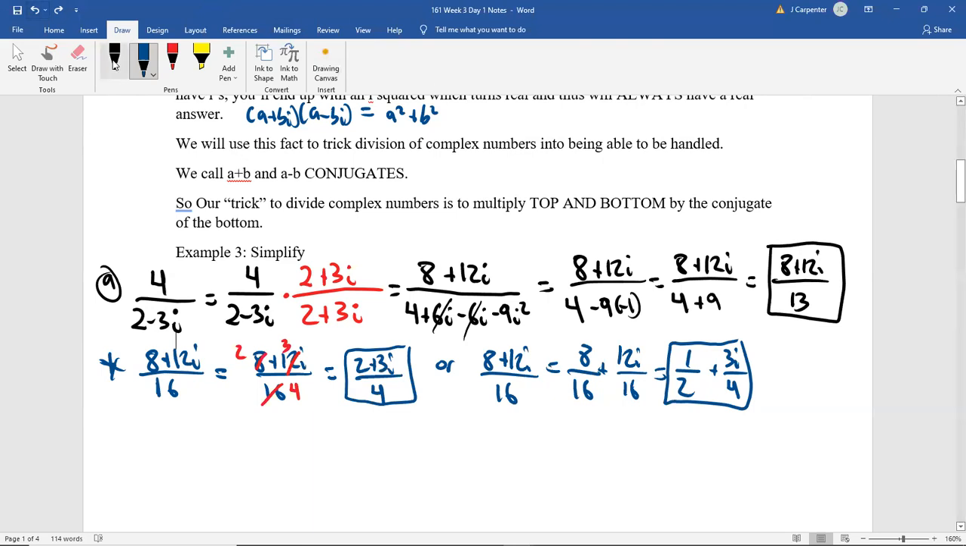So watch out for those types of simplifications. Wrong color. All right, one more. 3 minus 4i over 4 plus 3i. I can't cancel these 4s. I can't cancel these 3s.